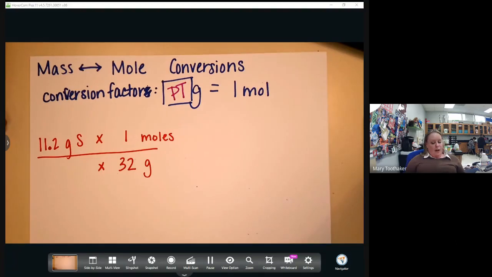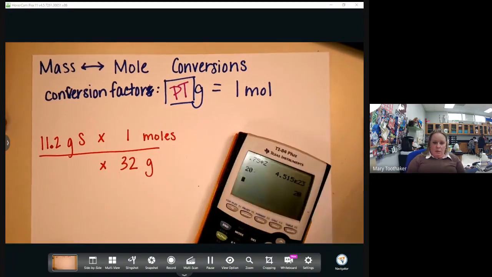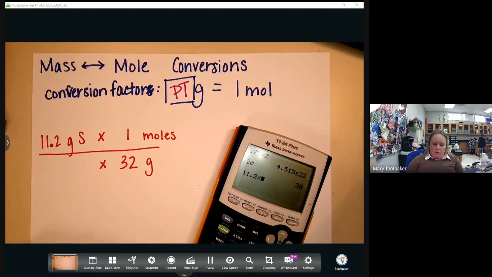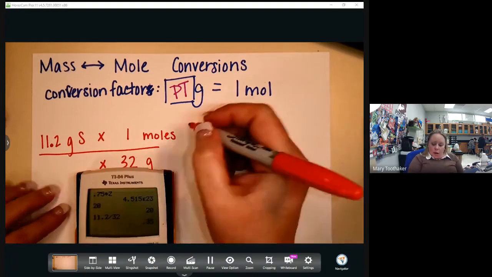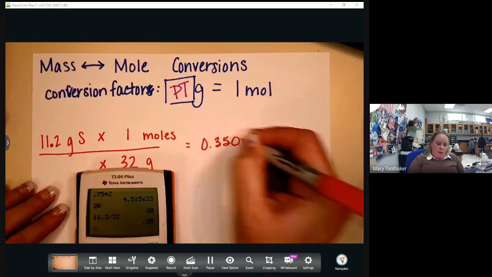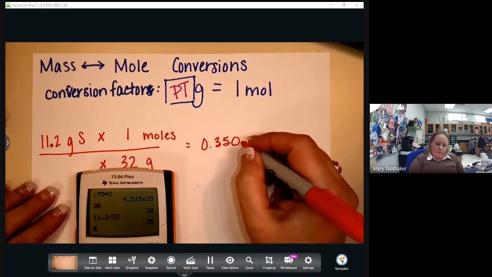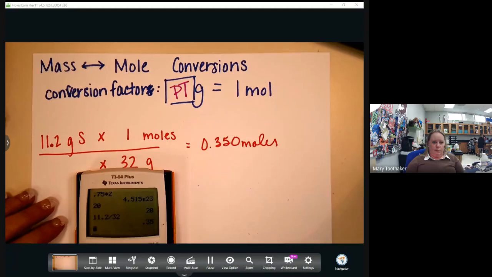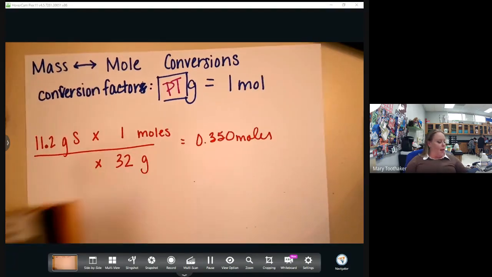You are going to divide, because if you do the multiply across the top step, it's just a waste of time, because it's times 1. So 11.2 divided by 32 gives me 0.35. Uh-oh. I need 3 significant figures, so I'm going to add a 0 to it and add my final unit. Any questions about that particular problem?